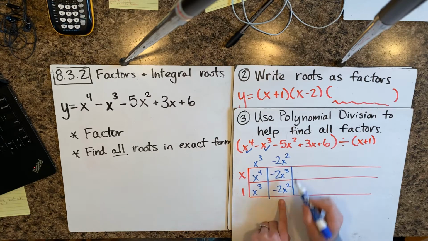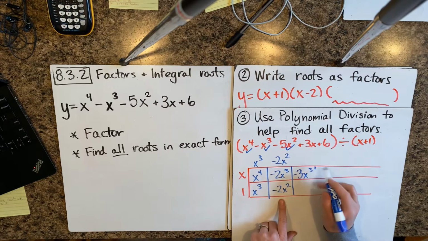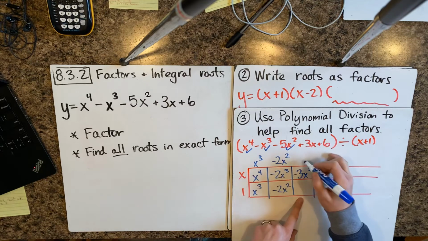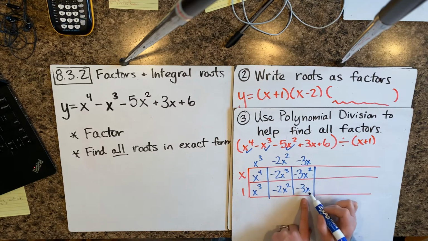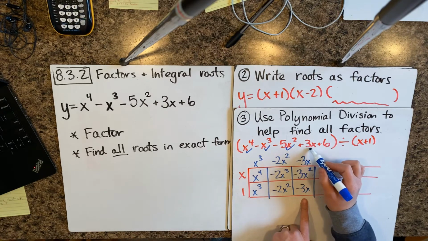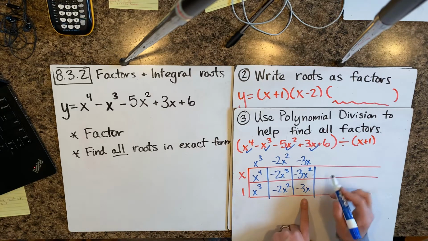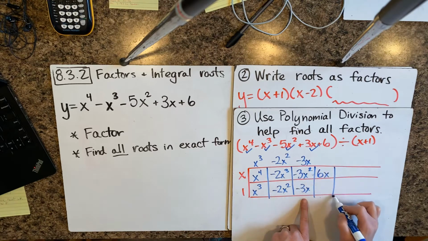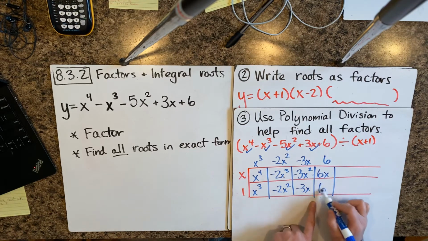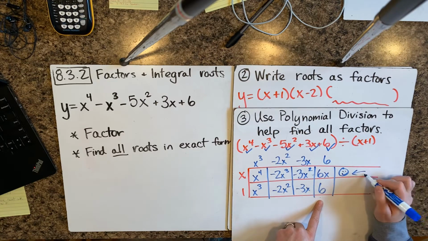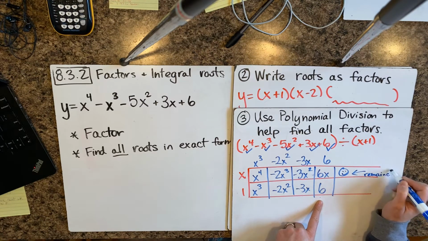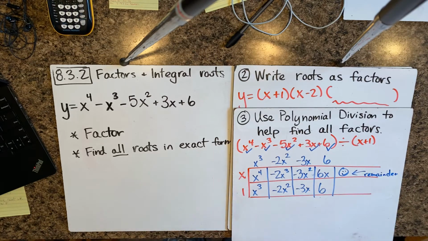Just multiplying through. I'm supposed to have -5, so I need to subtract 3x squared, not cubed. Okay, I'm going to divide, multiply. I'm supposed to have positive 3x, but I have a -3x, so I better add 6x. I get 6, 6. I'm supposed to have 6. That means my remainder is 0.